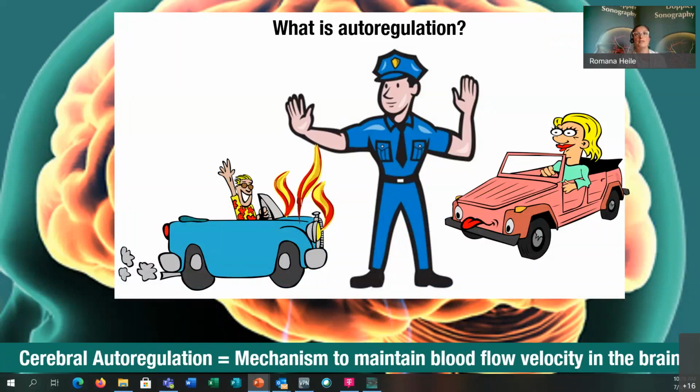So the question is, what is autoregulation? Well, autoregulation is the ability of the brain to maintain critical situation, meaning that for any reason, it must be sure that the blood flow velocity in the brain keeps within the same velocity, keeps stable.